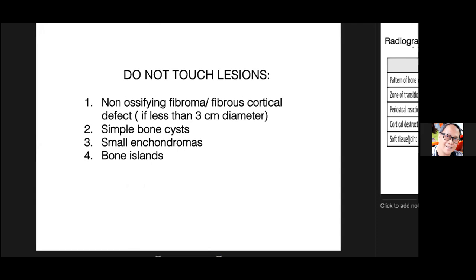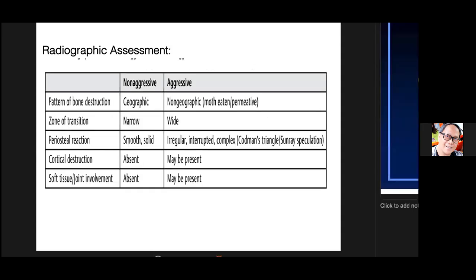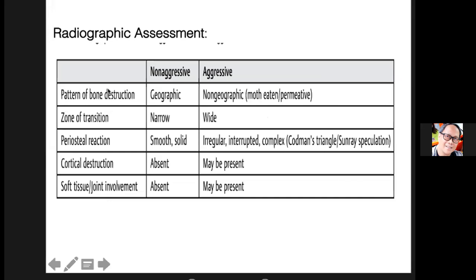Okay, so some of the things in detail on the radiographic assessment. You look at the pattern of bone destruction, zone of transition, whether there is or is no periosteal reaction, cortical destruction, and soft tissue or joint involvement beyond bone. We'll go over these radiographic features in detail, and they have to point to either a non-aggressive or an aggressive type of lesion.